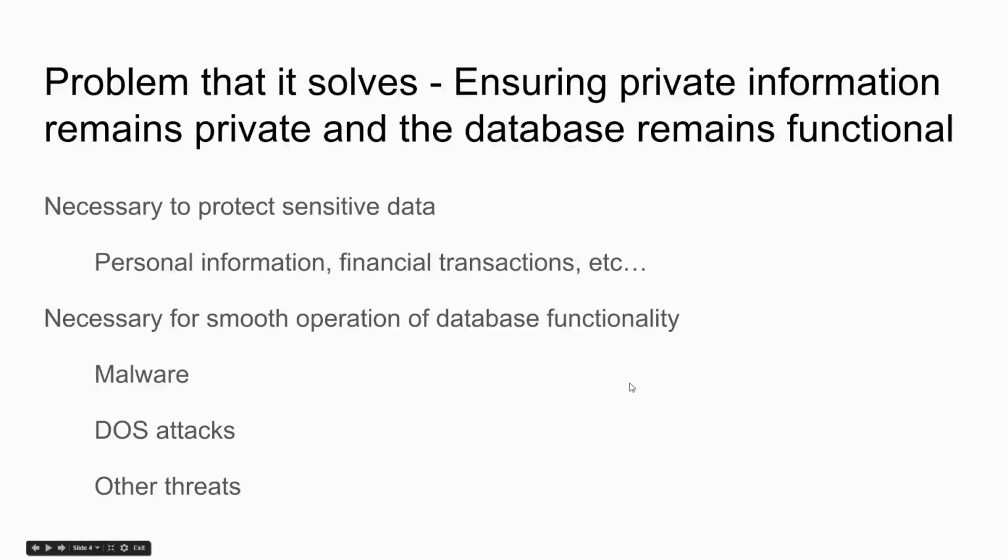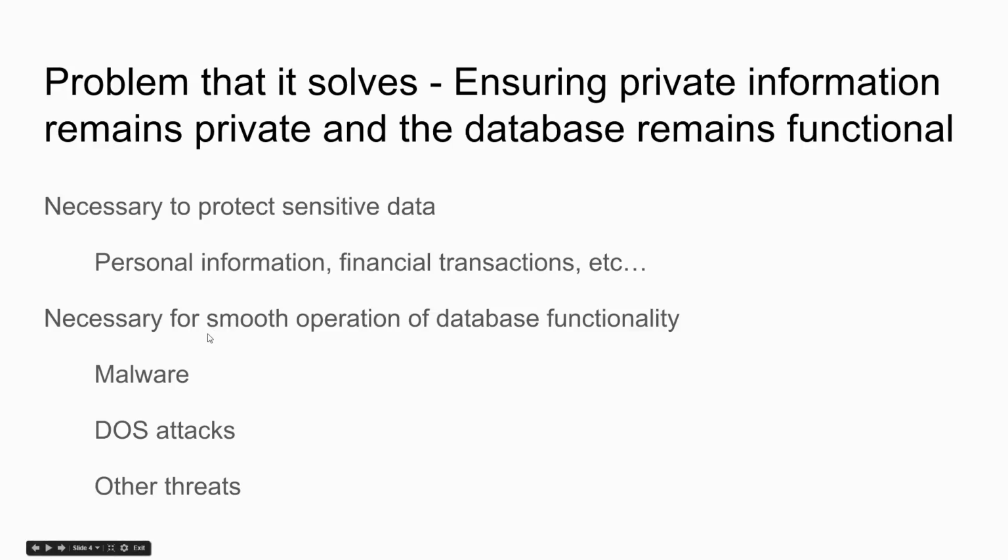The problem that database security solves is simply ensuring private information remains private and the database remains functional. What this means is when it's necessary to protect sensitive data, whether it's personal information, financial transactions, anything that you want to remain private, you want to make sure it remains private. You don't want somebody who shouldn't have access to that information to be able to access it. Through database security, you're able to ensure that this data remains private. And it's also necessary for the smooth operation of database functionality.